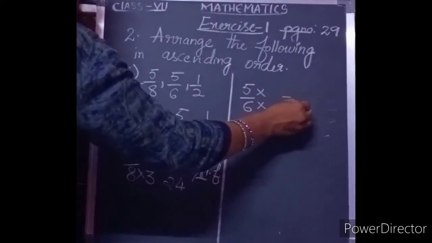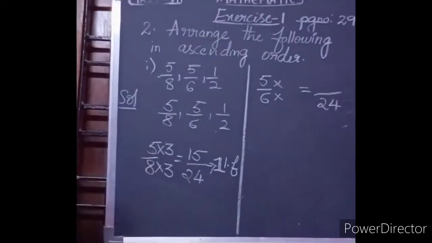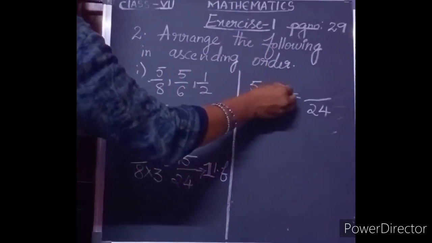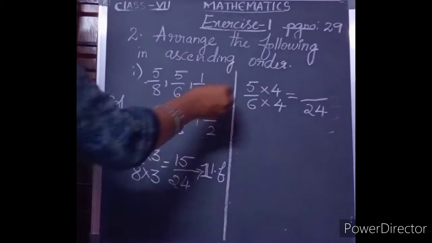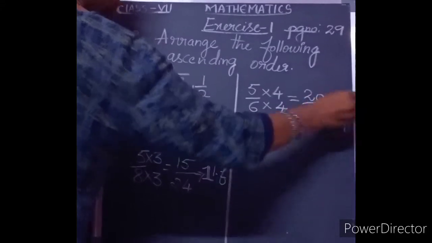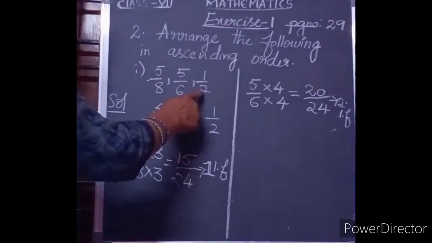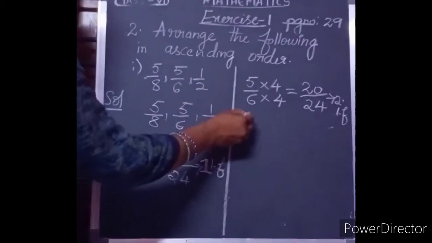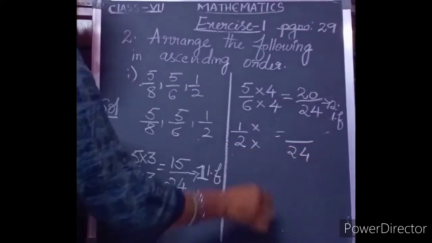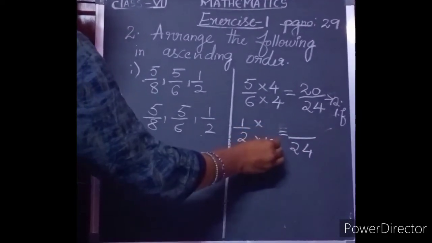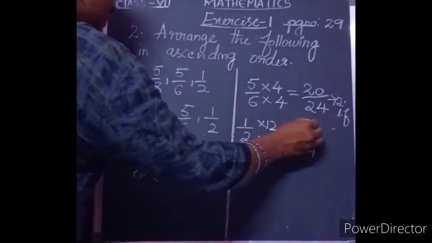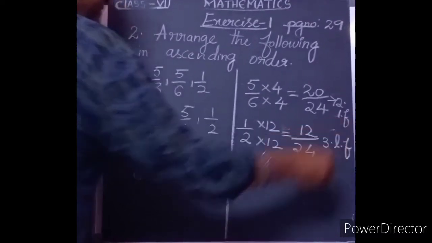Now let us take the second fraction, 5 by 6. How much we got the LCM children? 24. When 24 will go in 6 table, 6 fours. So same number we have to multiply for the numerator. That is 4. 5 4s 20. This is the second like fraction. Now, third number. What is the third fraction? 1 by 2. How much we will multiply to 2 to get LCM as 24 children? Yes, 12. 2 12s 24. Same number we have to multiply to the numerator. So 12. This is the third like fraction.